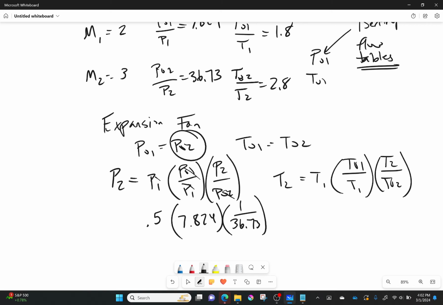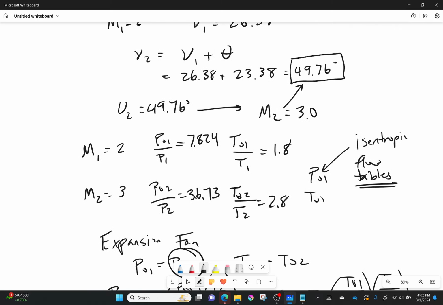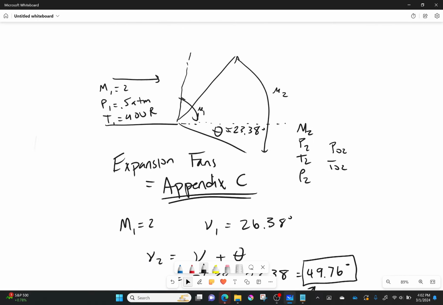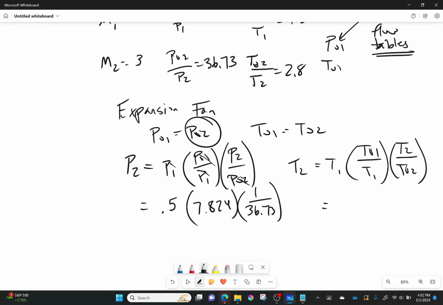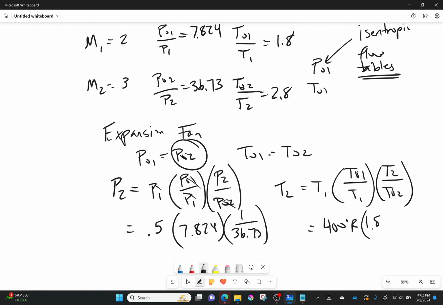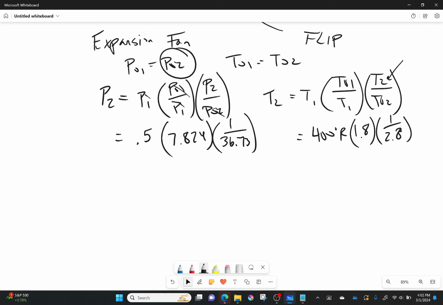And T2 is going to be equal to T1, which was, scrolling back here, I don't remember what it was, 400 Rankine, okay, that looks good to me. 400 Rankine, and we're going to multiply that by T01 over T1, which is 1.8, and then 1 over 2.8. Notice the over 1 because I flipped this. It's not the same as I had right here. I had to flip it. That's why it's divided by 1. Not flare it, flip it. Okay, now let's go ahead and plug this in a calculator and see what we get.